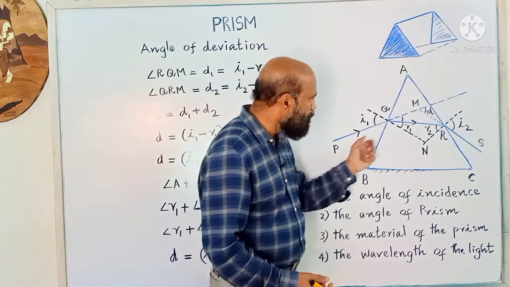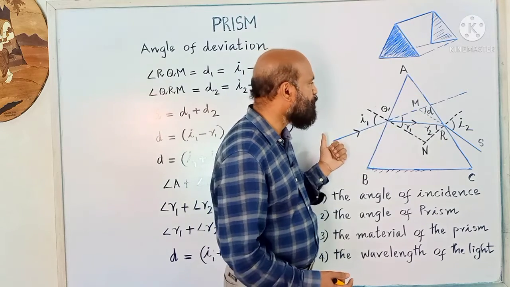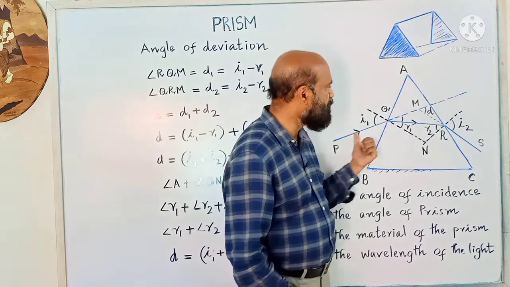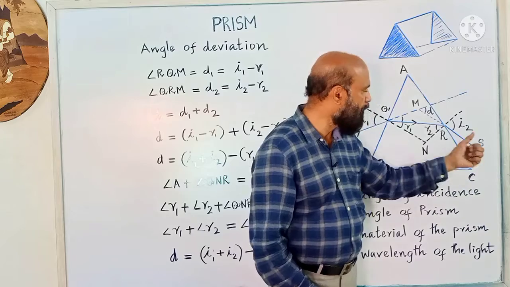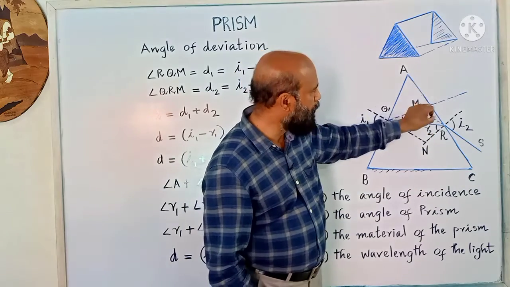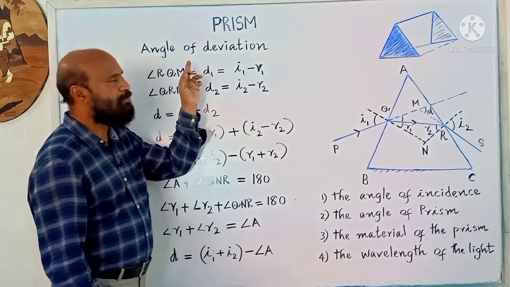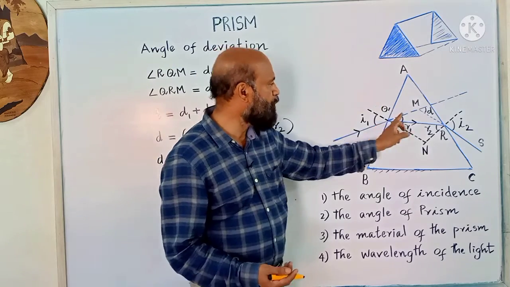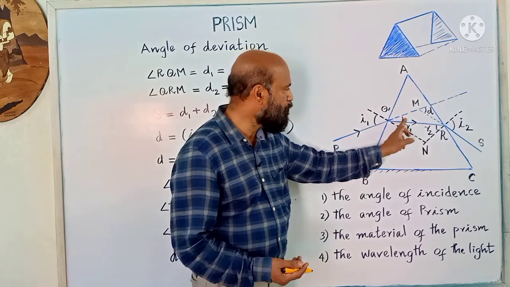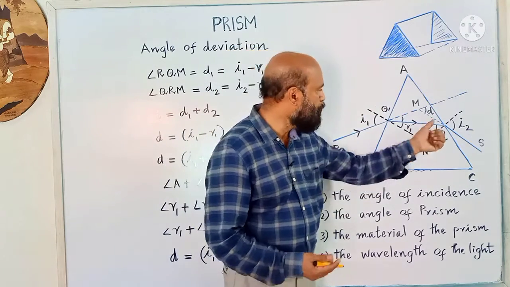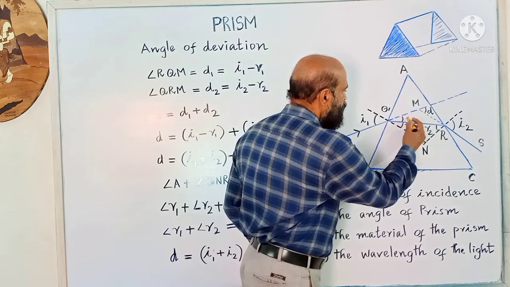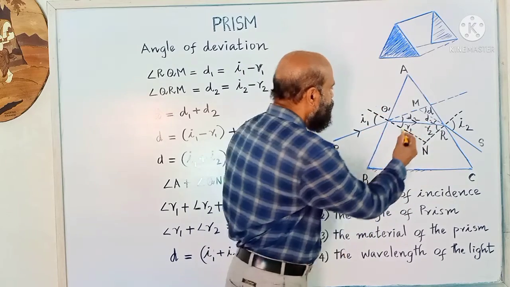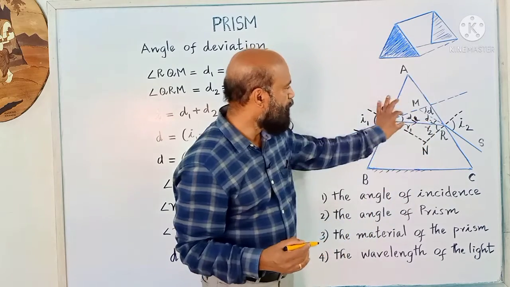Now, D is the angle of deviation. So this is the incident ray and this is the emergent ray. The angle between these two rays is known as the angle of deviation. D1 is the deviation produced at the first face, that is AB, and D2 is the angle of deviation produced at the second face. This is D1 and D2.